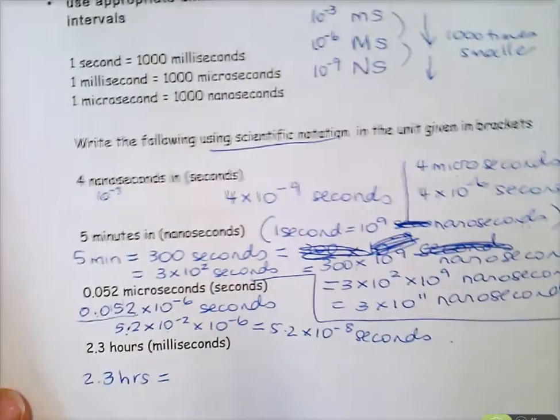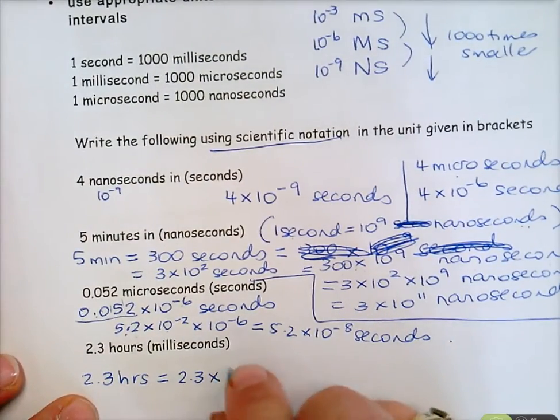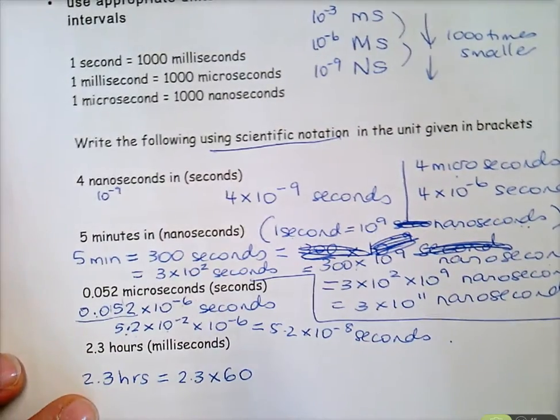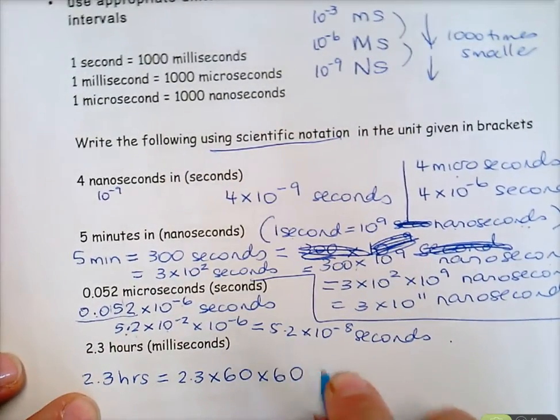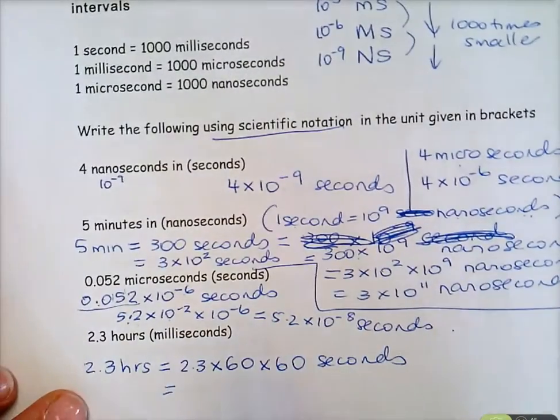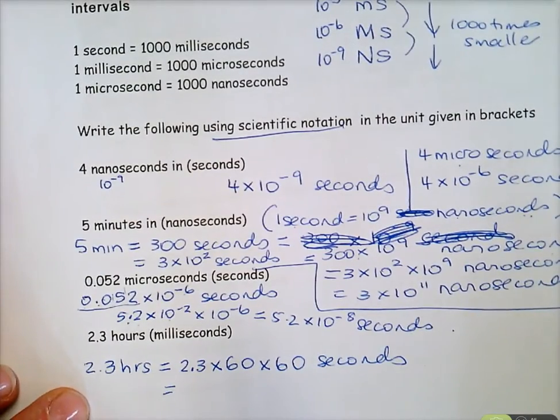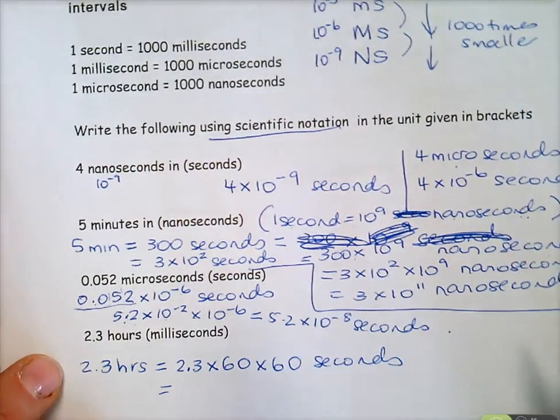Girls, change it to seconds. What do you times it by? How do you change it to minutes? Times 60, and to seconds, times it by 60. So what have we got? 2.3 times 60 is how many seconds? What do you got? 3,600 times 2.3. What does it equal? 8,280.